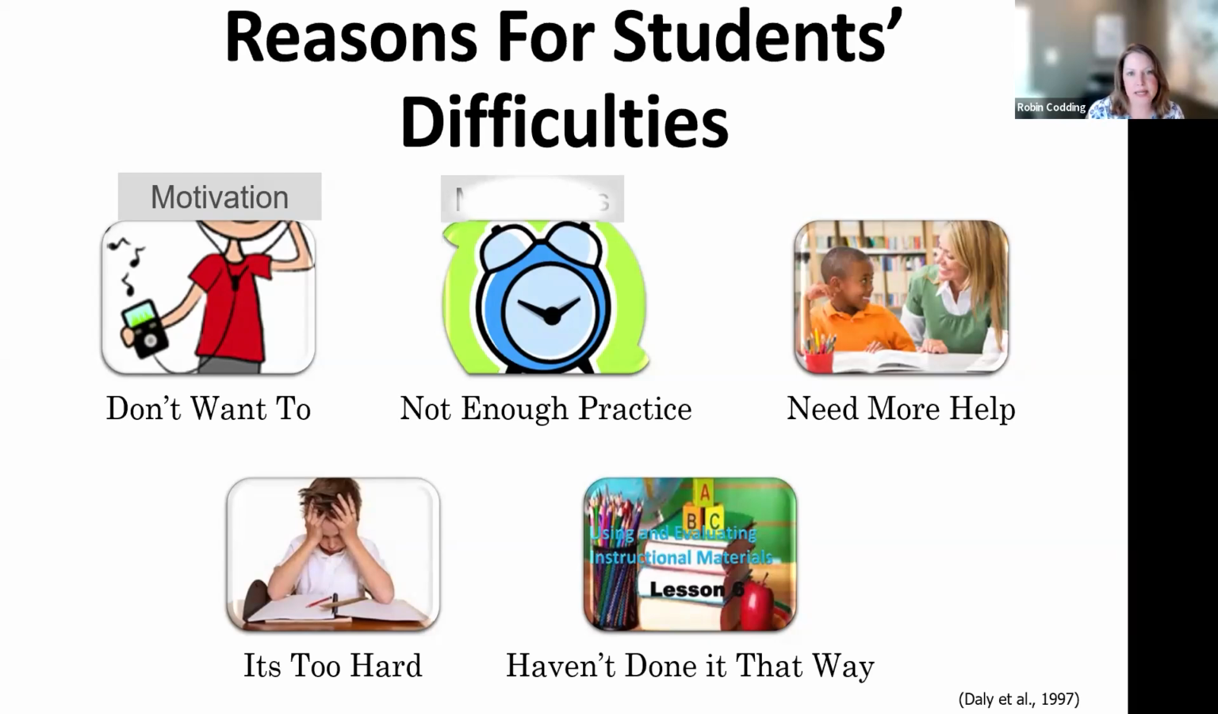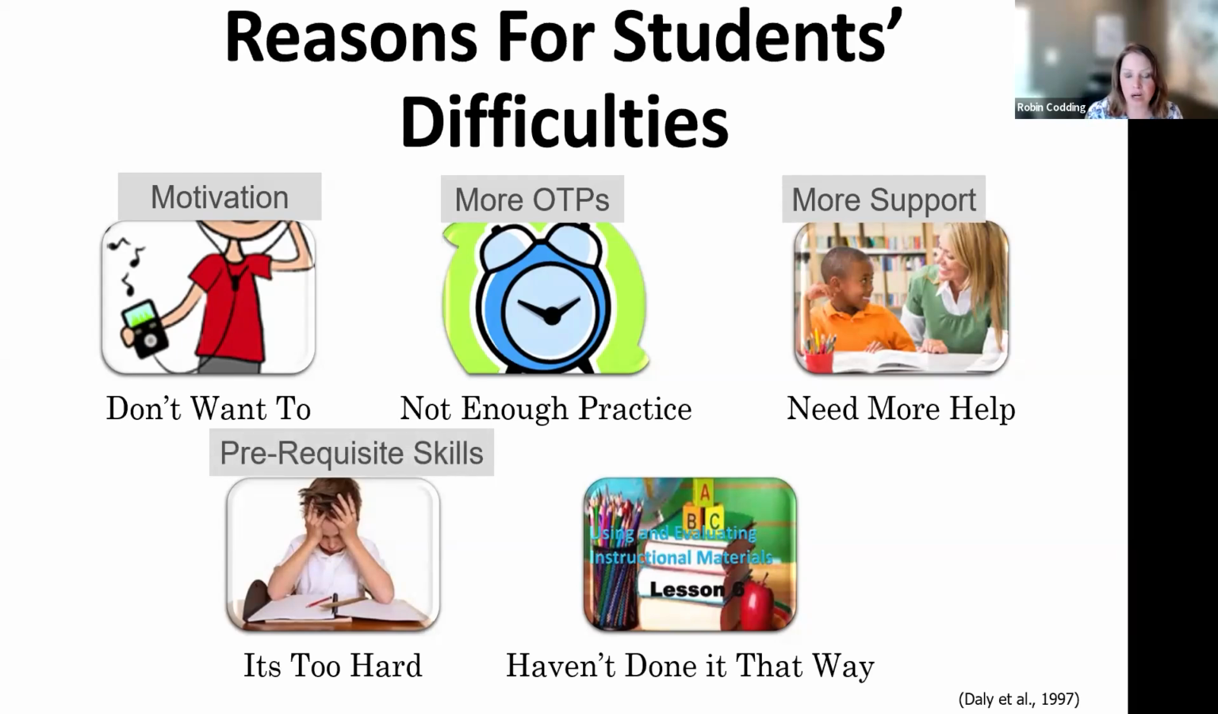We also know that students may not have had enough practice. So it's really about more opportunities to practice, that they need more help in a specific way. They need more support, that potentially we are focusing on skills that are too hard and we need to go back to those prerequisite foundational skills, or that students haven't had the opportunity to do it that way before and therefore are having difficulty generalizing their skills. So motivation, opportunities to practice, level of support, prerequisite skills, and generalization.